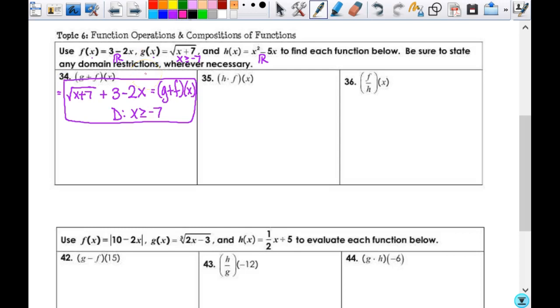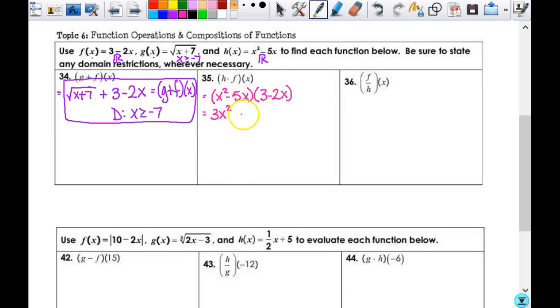35. I'm going to do h times f of x. So h is x squared minus 5x times f of x, which is 3 minus 2x. Okay, and so those parentheses there are important. I need to FOIL. So that's going to give me x squared times 3 is 3x squared.